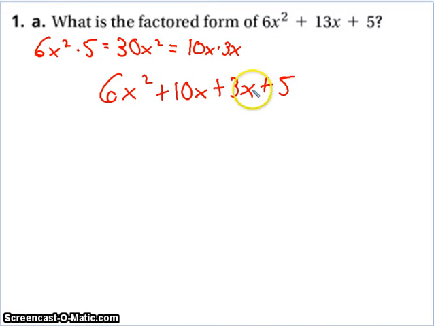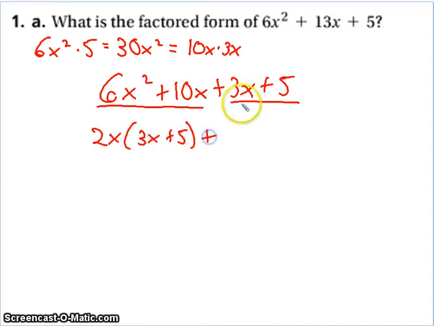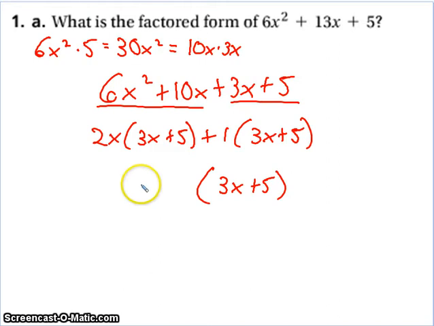Okay. I'm going to group parts together that have something in common, or at least I think have something in common. So GCF here is 2x. GCF here is 1. Notice the parentheses are the same, so we put them together. Hey, what happened? Okay, and now we take the two things outside the parentheses, and we put it together, and there's our answer.